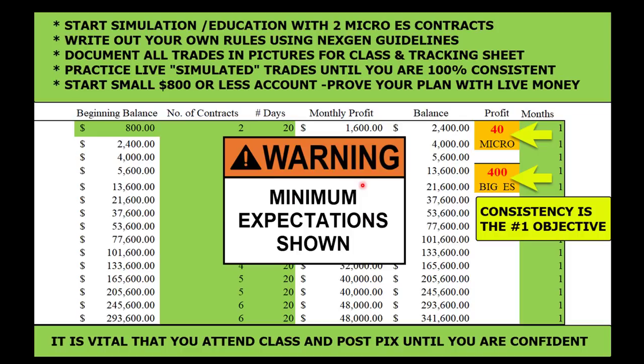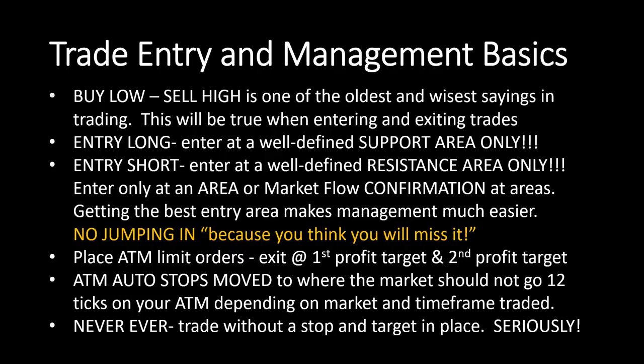Again, we're going to warn you. Our expectations for you is to make at least $400 a contract on one big S&P contract or crude oil contract or gold in a day. This is going to be a minimum expectation. We're going to teach you really how you're going to be able to meet and exceed those expectations.